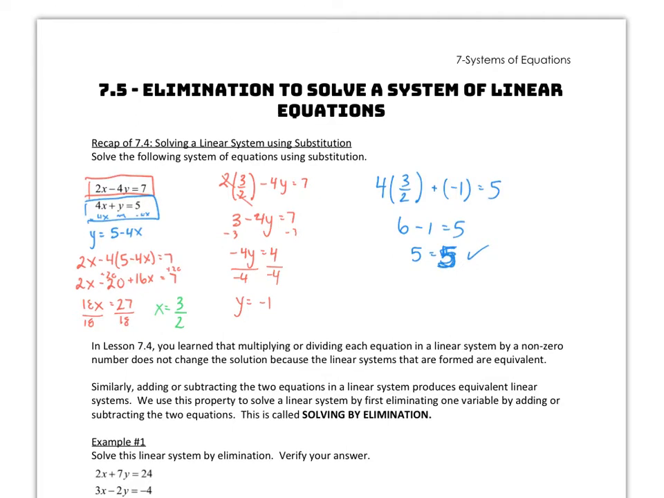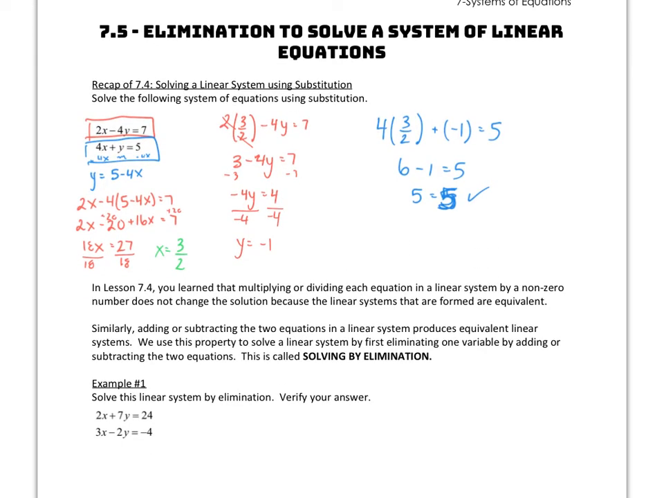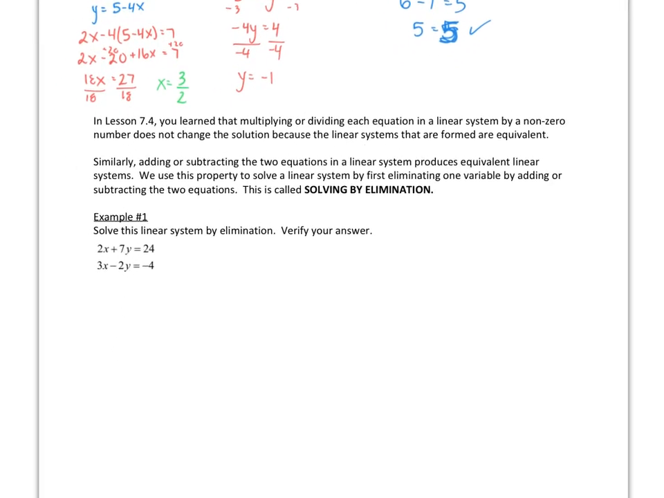Okay, so multiplying or dividing each equation in a linear system by a non-zero number does not change the solution. So this is where we multiplied to get rid of our fractions. So multiplying by a coefficient doesn't change the equation. It just multiplies it. So adding or subtracting the two equations produces equivalent linear systems. We can use this property to solve by elimination.